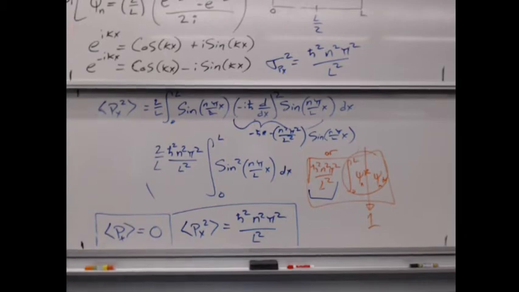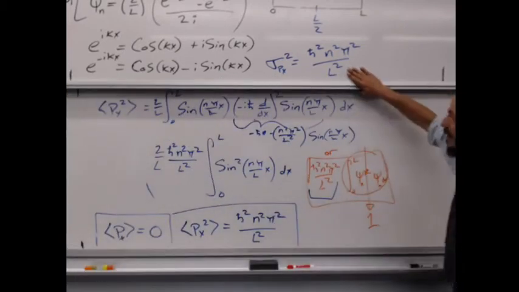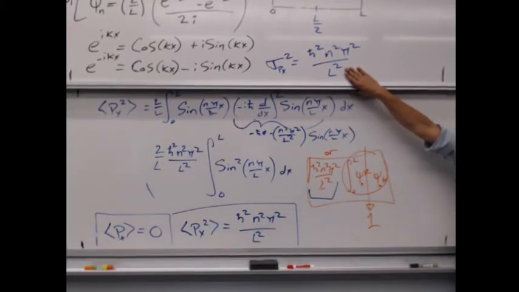So what's interesting here is if we remember when we were looking at our variance with respect to position, we had it dependent on L squared. When we look at our variance with respect to momentum, it's the inverse of L squared.